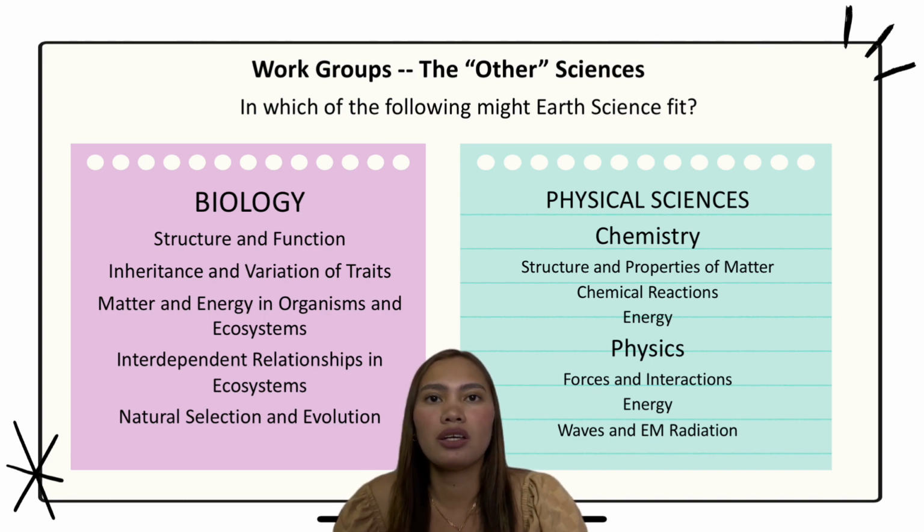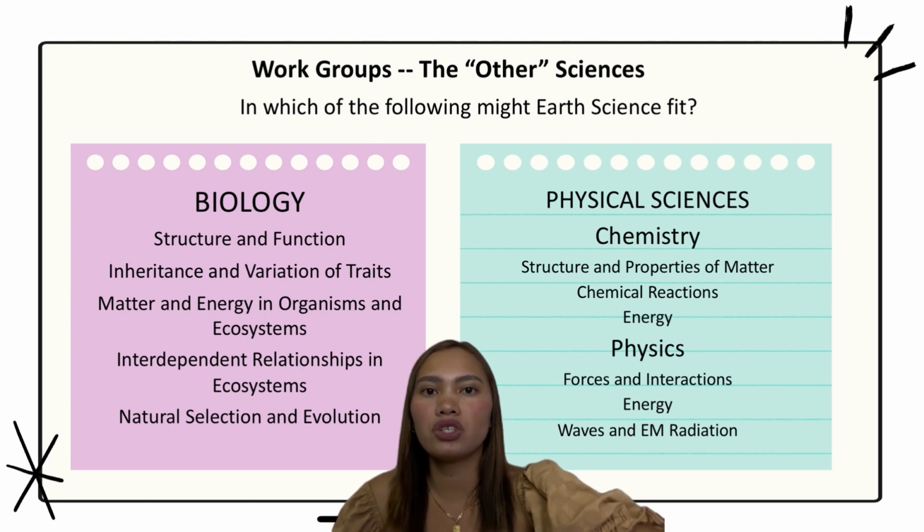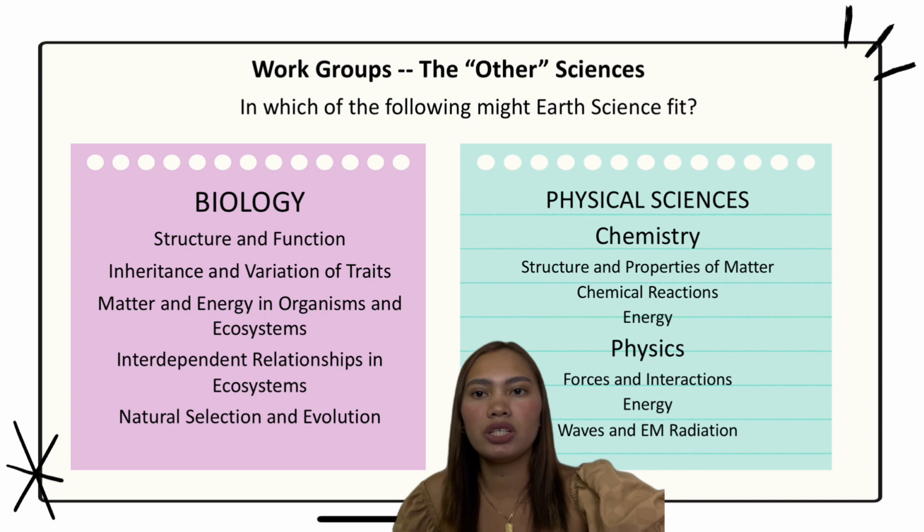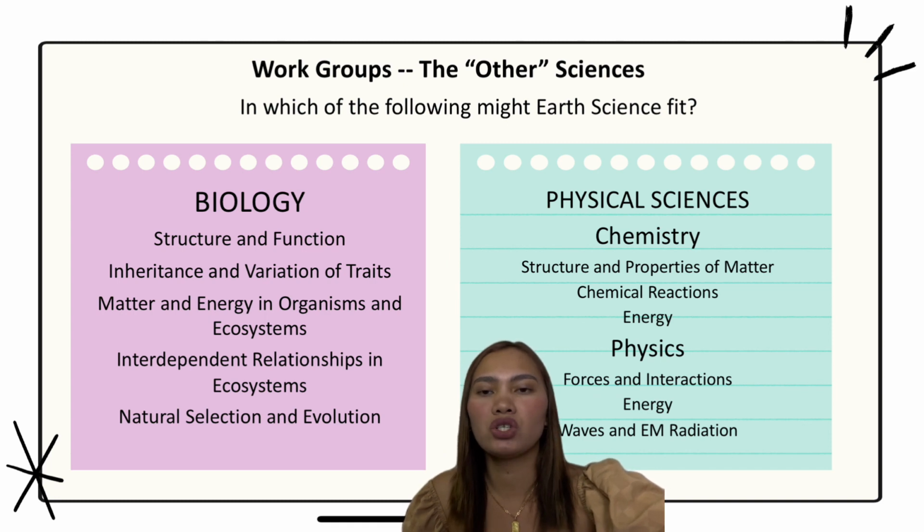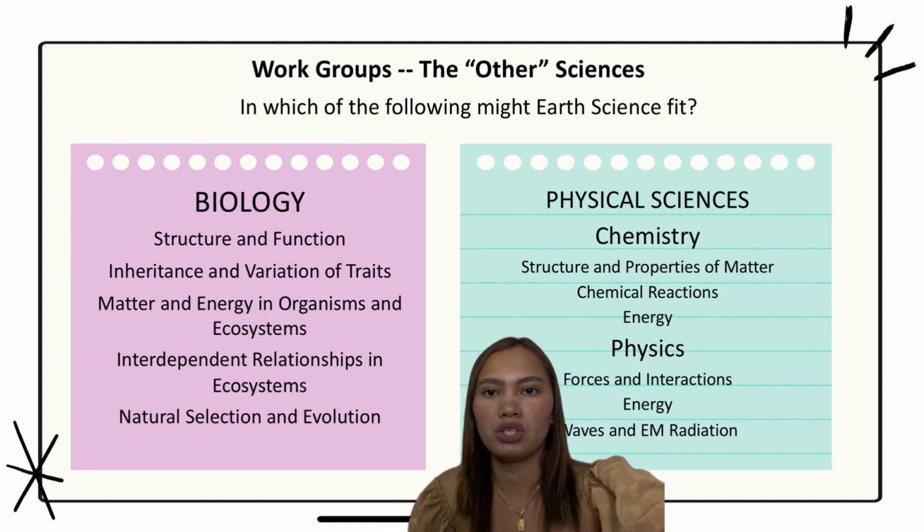And in physical sciences, it is divided into two: chemistry and physics. In chemistry, structure and properties of matter, chemical reactions, and energy. And in physics, forces and interaction, energy, waves, and EM radiation or electromagnetic radiation.